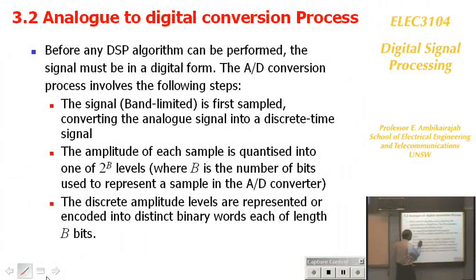The amplitude of each sample is quantized into one of the 2^B levels. You have already done A to D converters in the second year. When you have an analog signal coming in and you want to digitize it, you need to quantize it. Now the next slide shows that very clearly.